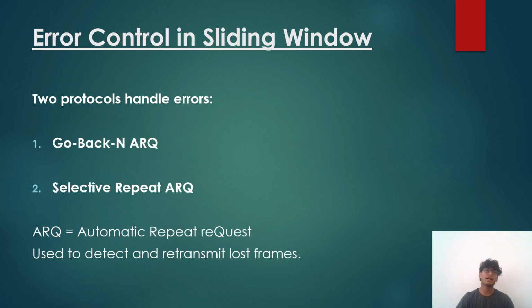Now let's understand error control in sliding window. In sliding window there are two protocols which handle errors. First is the Go-Back-N ARQ, and second is the Selective Repeat ARQ. Now you may ask, what is ARQ? ARQ is basically Automatic Repeat Request. It is basically used to detect and retransmit the lost frames.